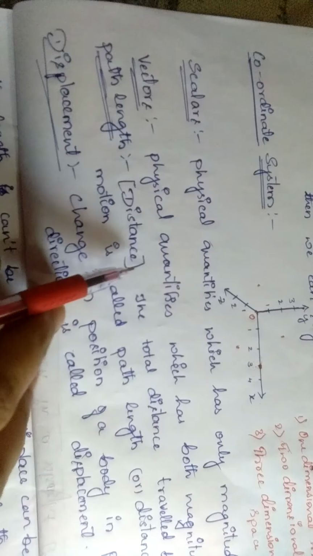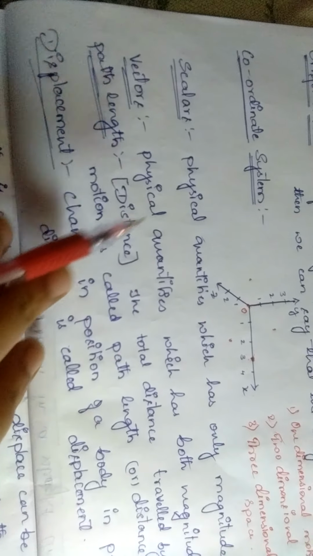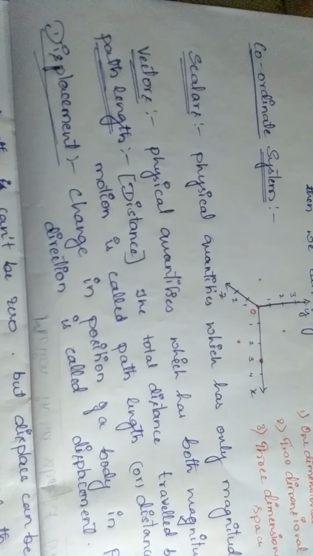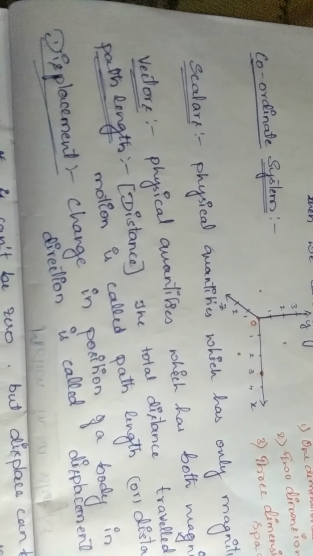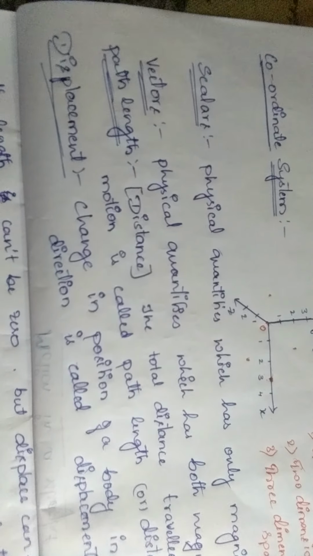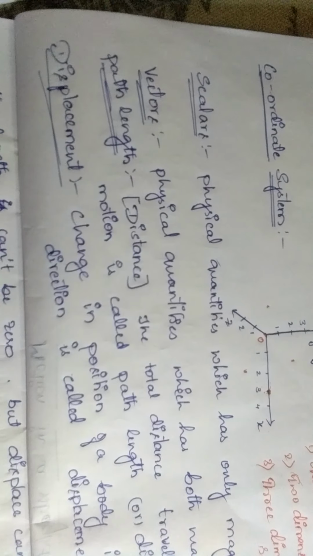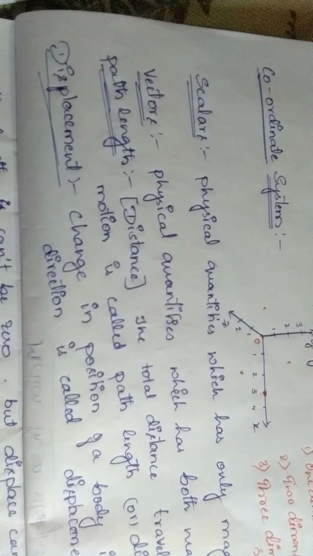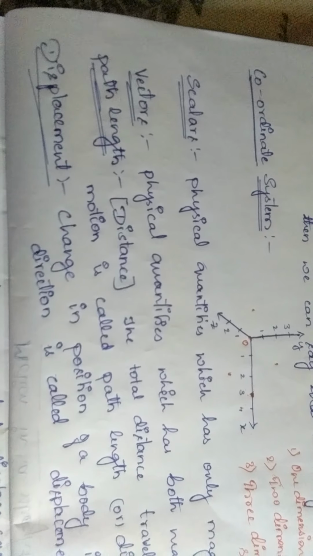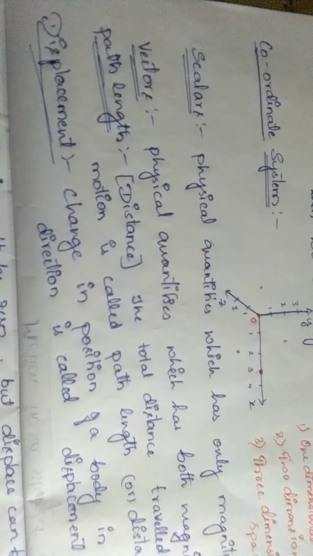Okay, next, what is meant by the scalar and the vector? Before this, we have to know what is meant by uniform motion. If a body covers equal distance in equal time interval, then we can say that the body is in uniform motion. An object when it is in motion covers equal distance in equal interval of time.